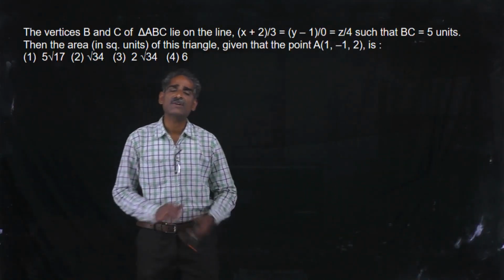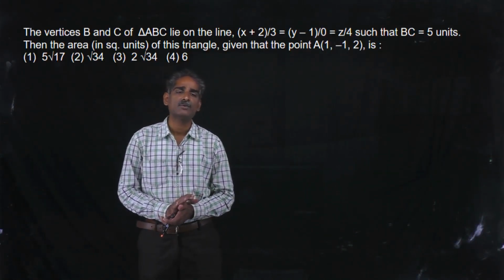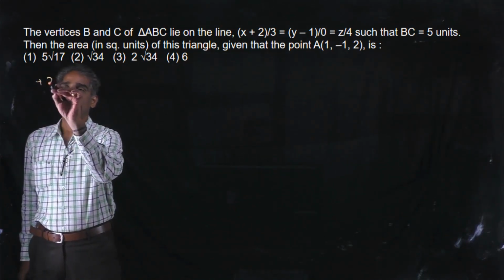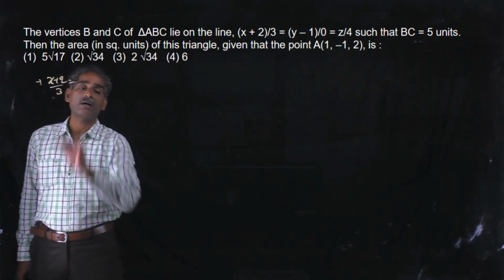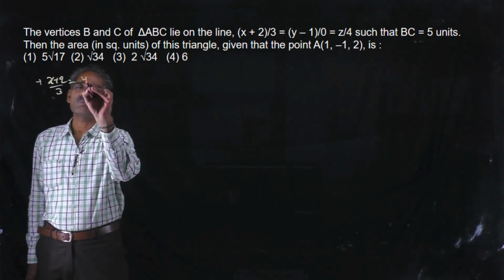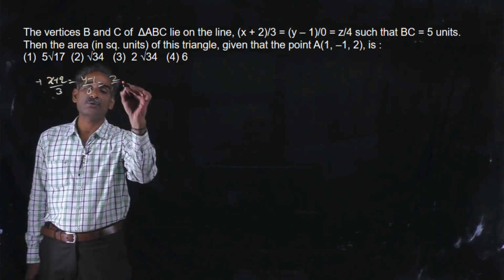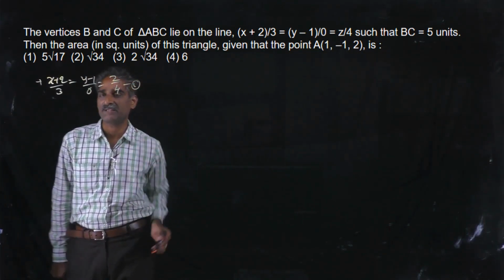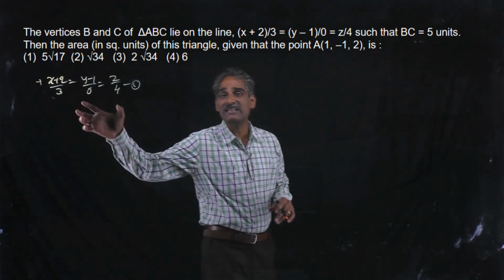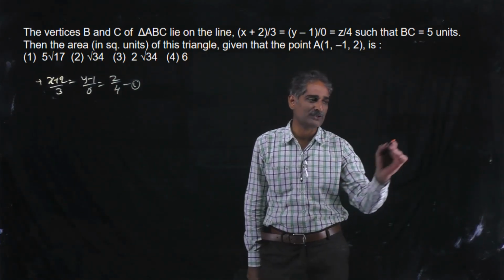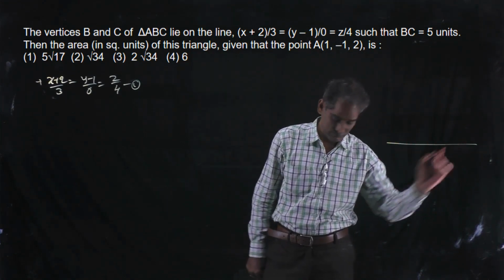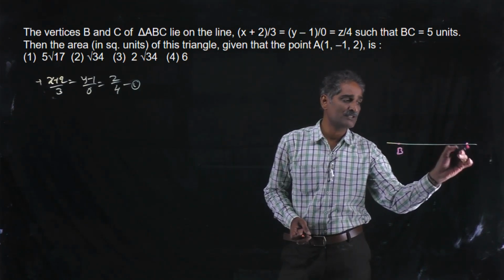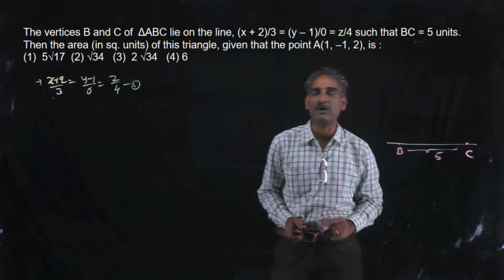Okay. Two vertices of a triangle ABC lie on a line. What is the line? X plus 2 by 3 and y minus 1 by 0 and z by 4. Okay, this is the equation of the line. In a triangle ABC, B and C lie on this line and it is given that BC equals 5 units. Suppose this is the position of the line. These are the positions of B and C points. We are given that the length of this segment is equal to 5 units.